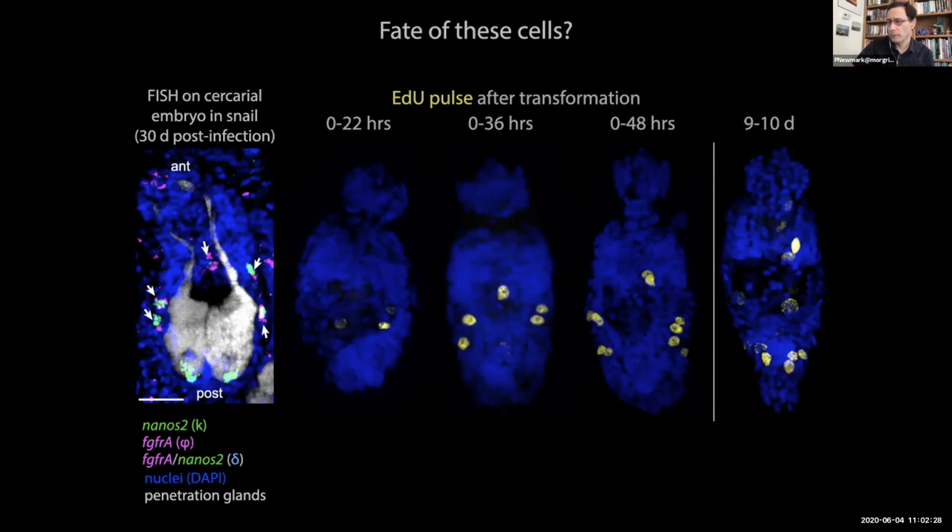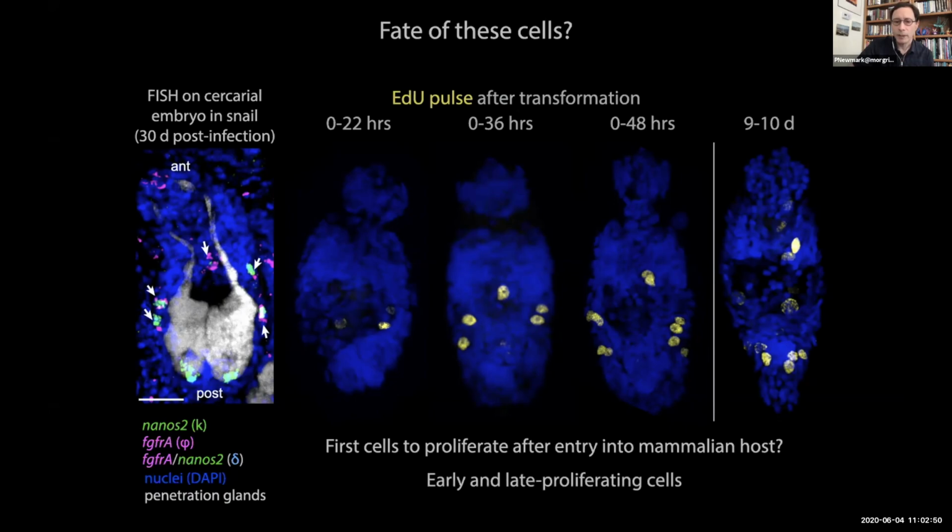Okay, so from these EdU labeling experiments, and what I should tell you is that it's no coincidence that we saw the same pattern, because by double fluorescence in situ combined with EdU, we can show that these EdU positive cells are the ones that express both nanos and FGF receptor. So it looks like these are the first cells to proliferate upon entry into the mammalian host, and we saw that there were early and late proliferating cells.